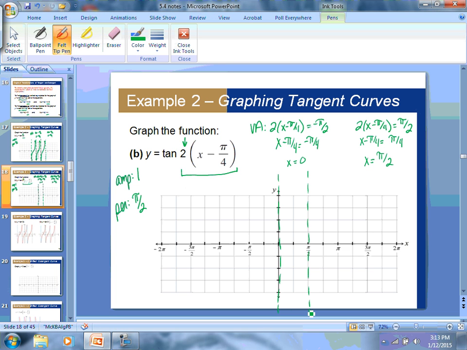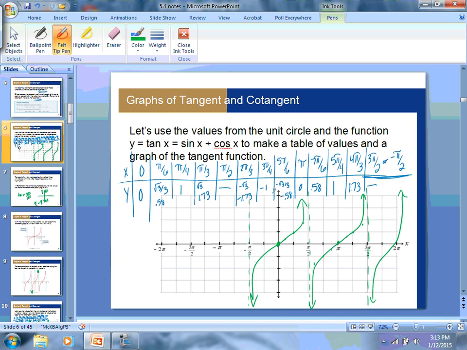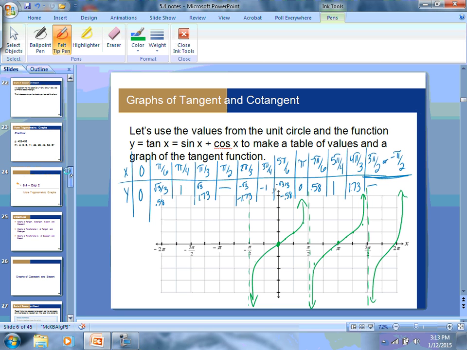Okay, so the traditional tangent graph has a vertical asymptote at pi over 2. Okay, that one's okay. Let's go back here and look. That was cotangent. There's our tangent. Okay, so we normally have them at negative pi over 2 and at pi over 2. Okay, so this graph has shifted a little bit.